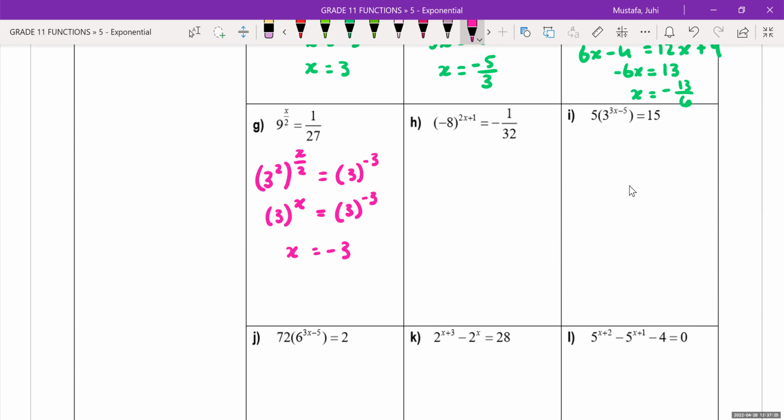Okay, question number H. I'm going to change both of these to a base 2, but I have a negative 8, so that means I'm probably going to need a base negative 2. So to replace the negative 8, I'm going to change it to negative 2 to the power of 3 all to the power of 2x plus 1. Squished for space here. And in this case, I have negative 1 over 32. So I can actually change that to negative 2 to the power of 5. Sorry, negative 2 to the power of negative 5.